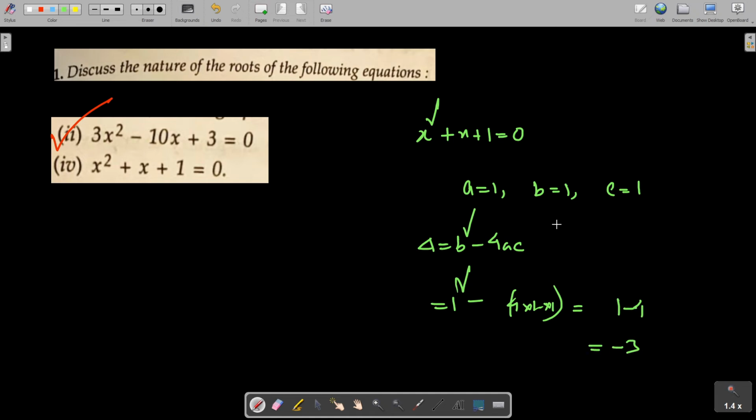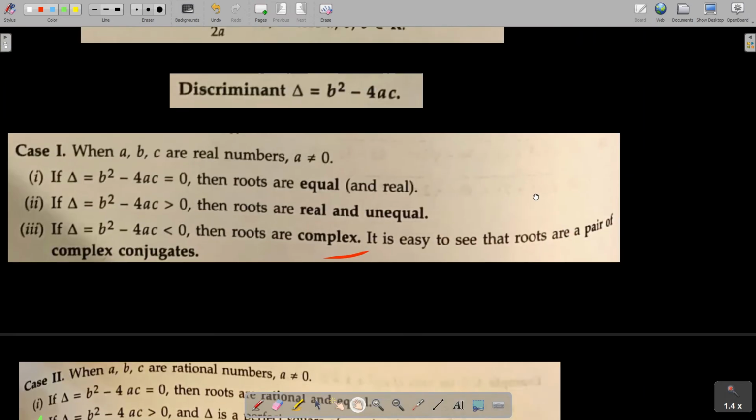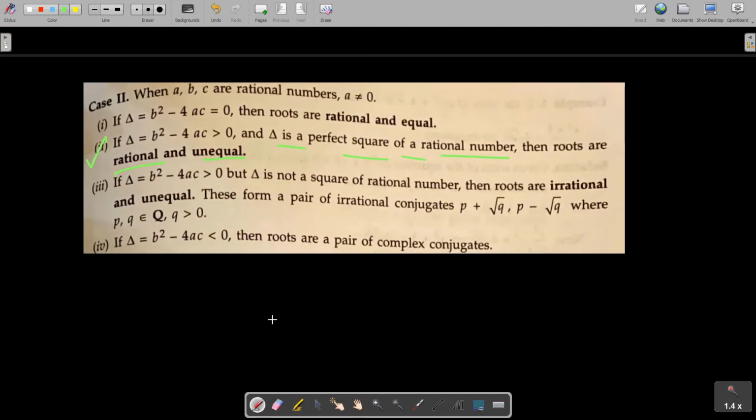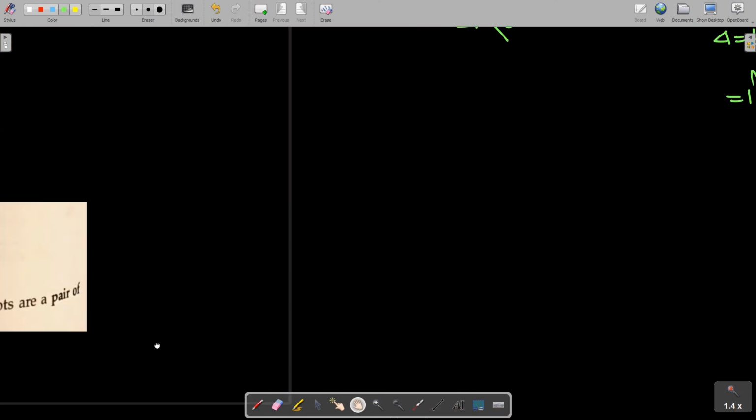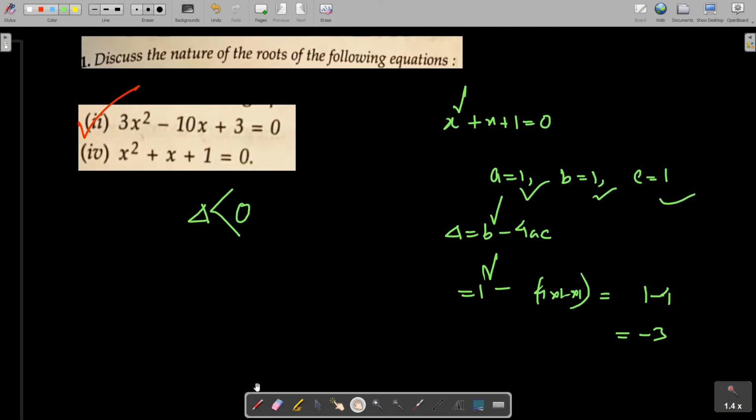So here all the coefficients are rational: 1, 1, 1. Now see the delta value is coming less than 0. So when it's less than 0, what will be the nature of the roots? Then the roots are a pair of complex conjugates. So we can conclude that for this equation we will get roots which will be a pair of complex conjugates, like a plus root over bi, a minus root over bi, something of that sort.